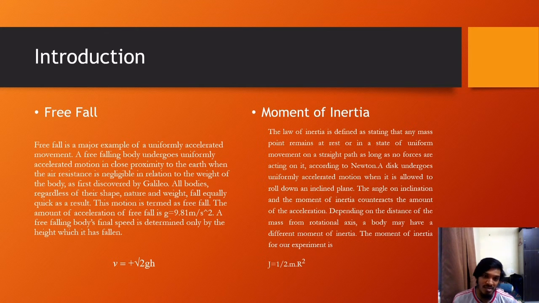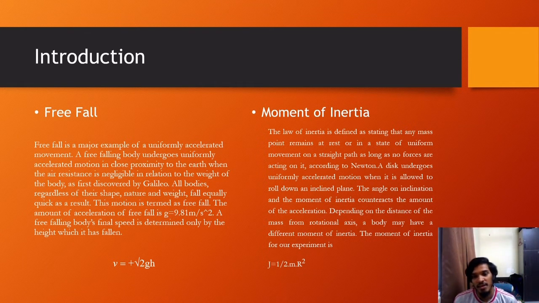The acceleration of free fall is gravity, equal to 9.81 meters per second squared. A free-falling body's final speed is determined only by the height from which it has fallen. Below is the formula that we're going to use for the lab.